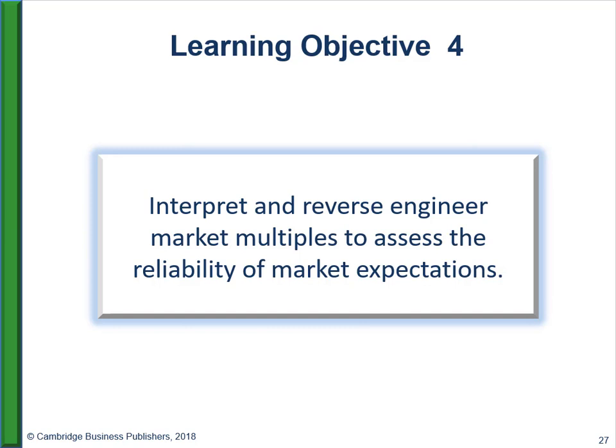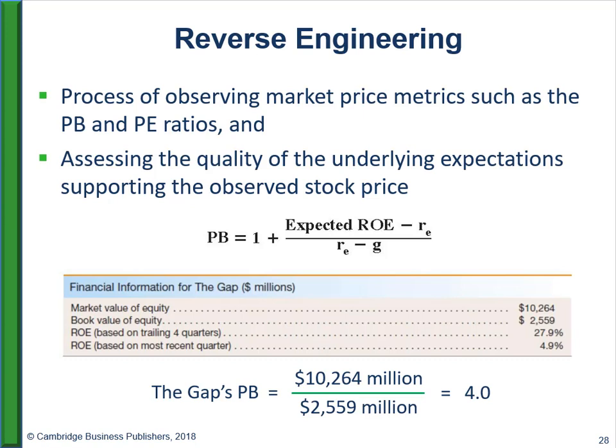Learning objective number 4: interpret and reverse engineer, just like we did in Module 14, market multiples to assess the reliability of market expectations. When we reverse engineer, we take the market multiples at face value. So we know the price to earnings multiple based on the current stock market price. We know the price to book multiple based on the current stock market price. We're going to assume that's accurate and then use our formula to back into what the cost of equity, what the growth rate, what the other metrics would have to be in order to calculate that market multiple.